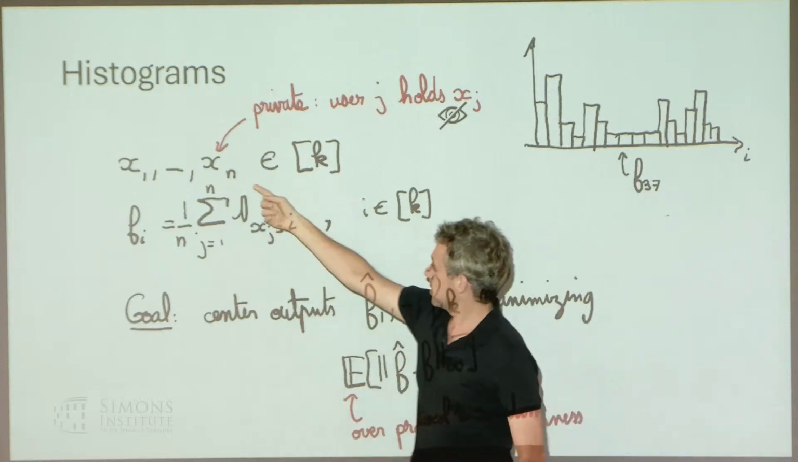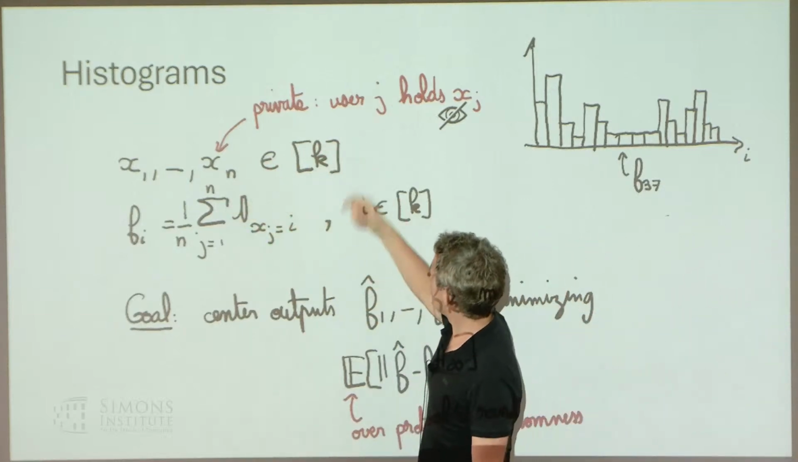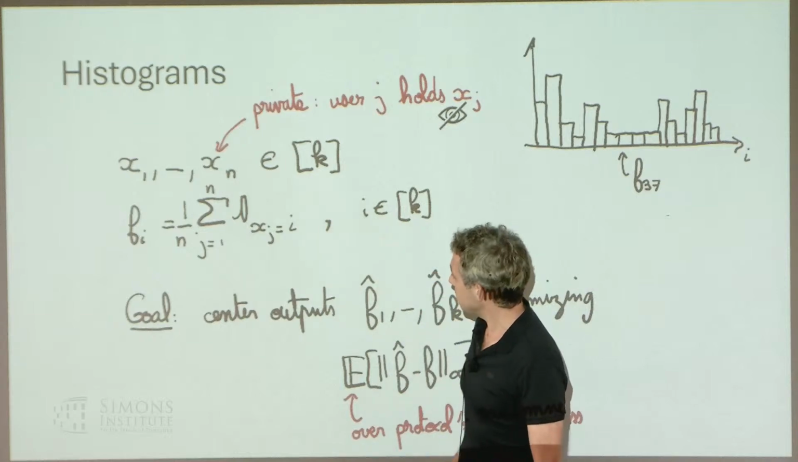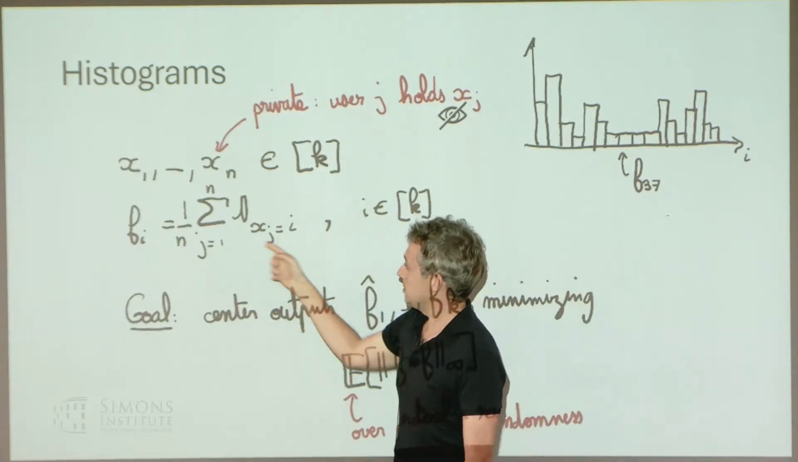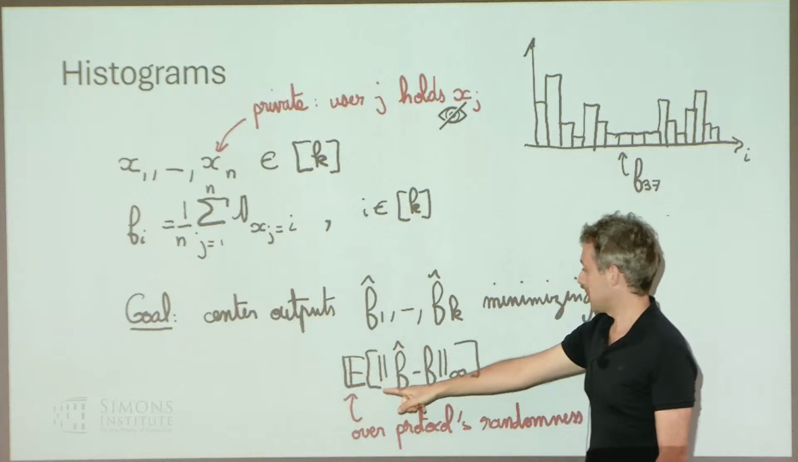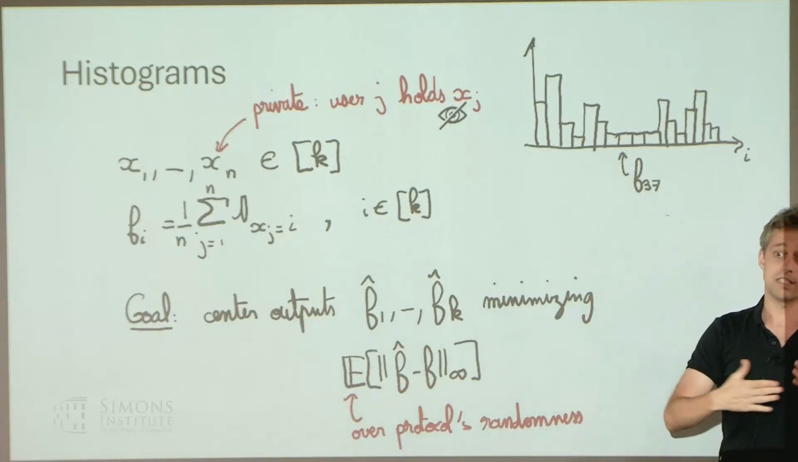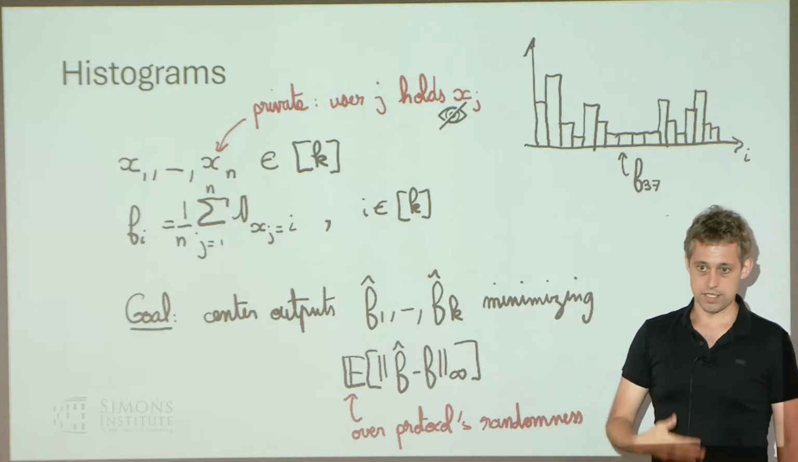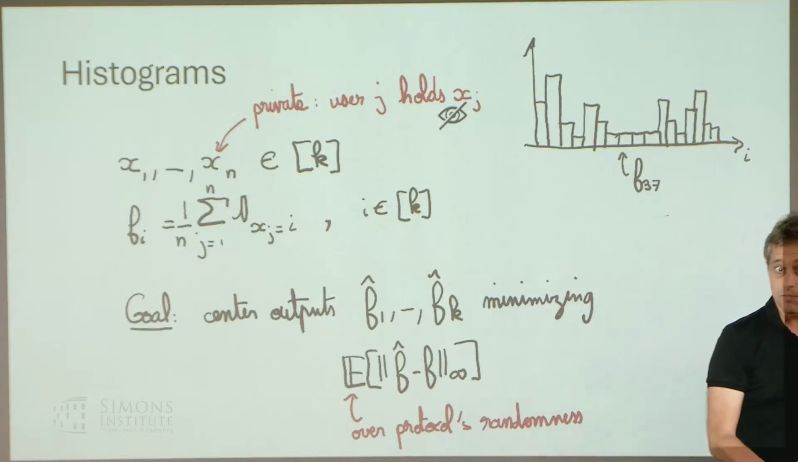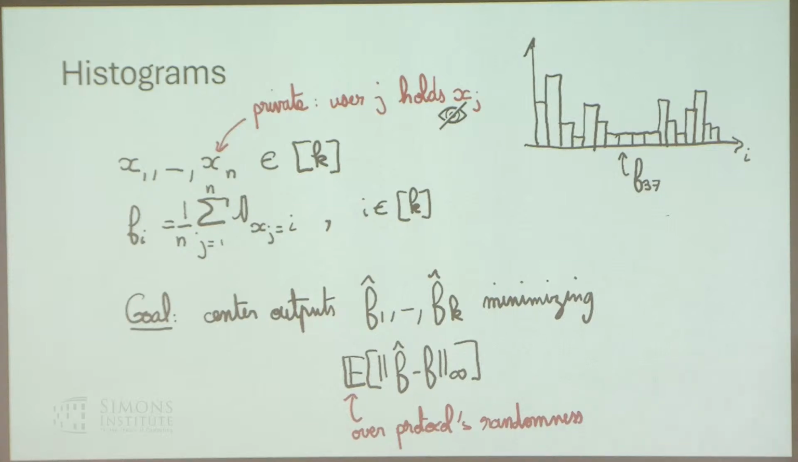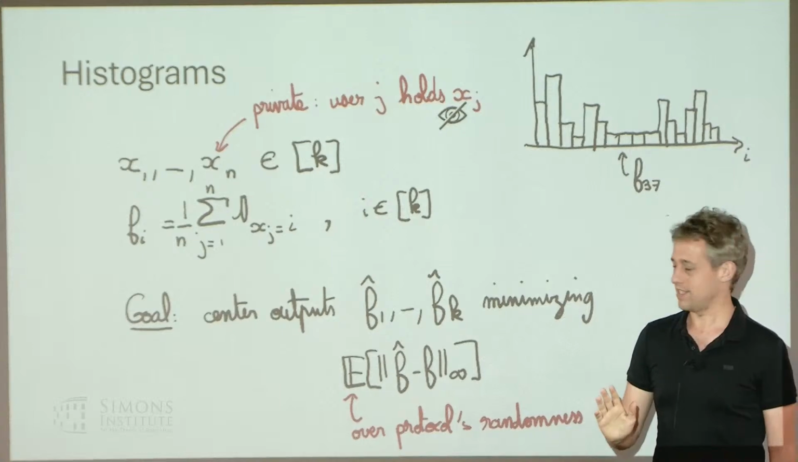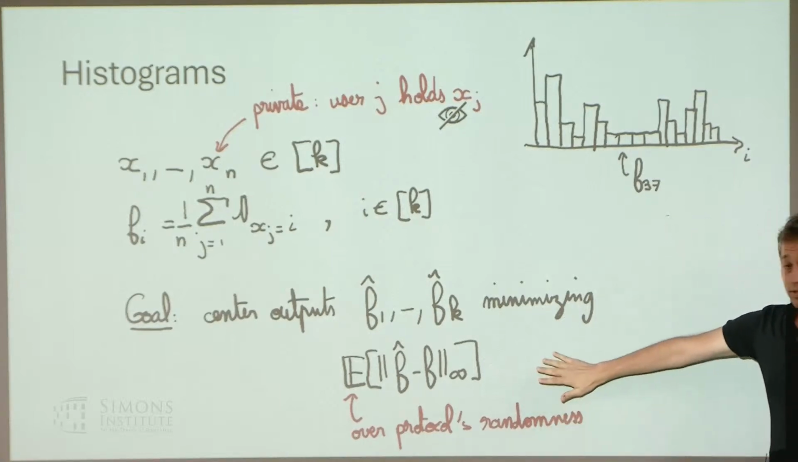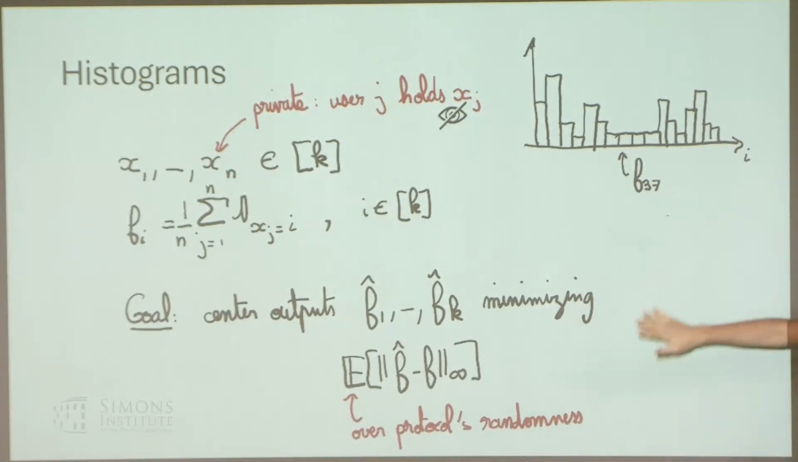So I've got n data points. Each person has one. They're private. They belong in a universe of size k. K is large. I want to learn basically the empirical frequencies of all of those. And I want to minimize my L infinity error, which is the maximum error on all those bins. And there's an expectation here. The expectation is over the protocol's randomness, because each user is going to randomize their message to ensure privacy. So there's going to be some error. If I didn't have privacy, I could very easily have error 0. So I hope the goal is clear. I want to learn the histogram such that my expected L infinity error is small.